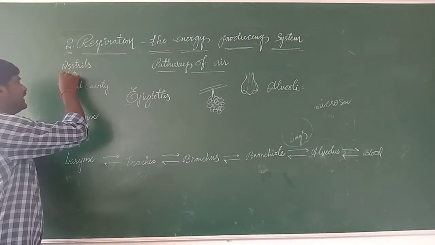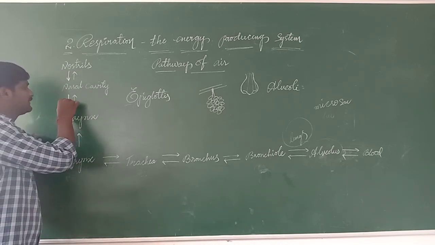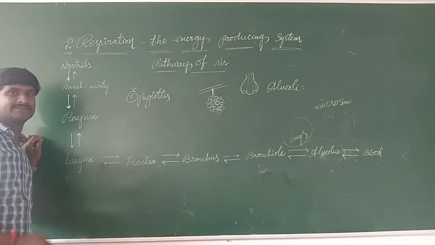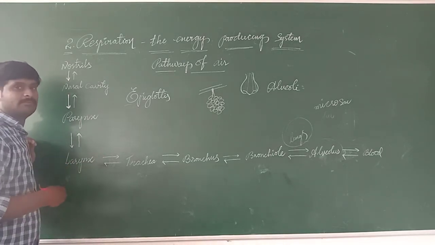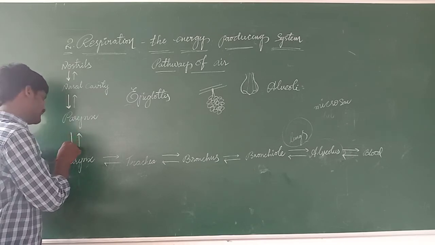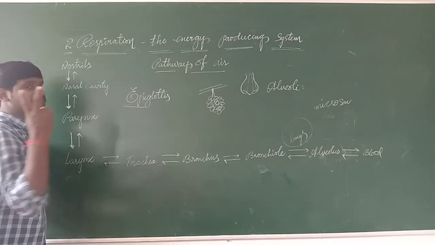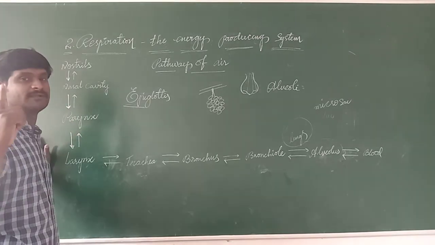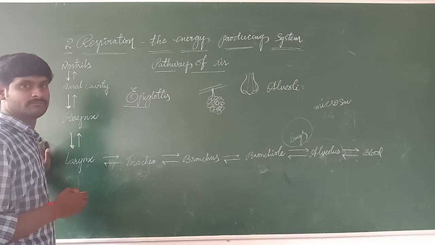When air enters the nostrils, it comes to the nasal cavity. The nasal cavity helps to filter the air. After filtration is completed, next it enters the pharynx. The pharynx has the epiglottis. There are two divisions present: one is the digestive division, another is the respiratory division. The two divisions start from here only.